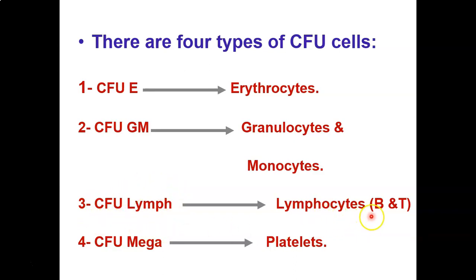I have 2 types of lymphocytes, lymphocytes B and lymphocytes T. Finally, colony-forming unit mega, or sometimes we call it colony-forming unit M. It will give the platelets. We call it mega as it will give a cell called megakaryocyte. Megakaryocyte is the largest cell of the free cells.